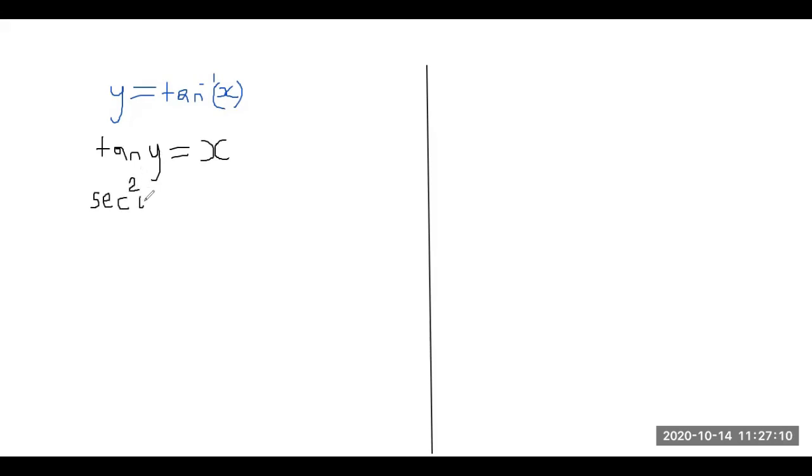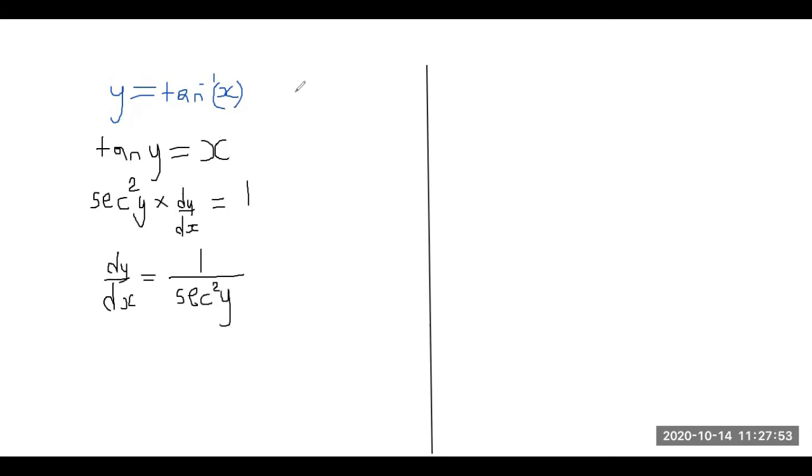We differentiate tan y, we get sec square y, and then we multiply it by dy by dx. And the right side gives us 1. So sec square y times dy by dx equals 1. And so now, if we make dy by dx the subject, we get that dy by dx is equal to 1 divided by sec square y. That's dy by dx, 1 divided by sec square y.